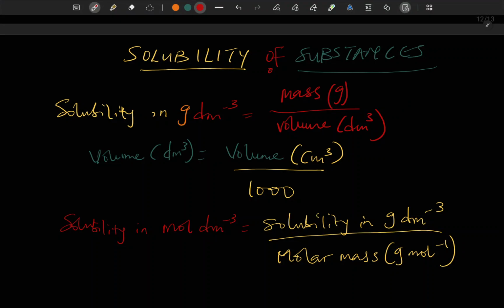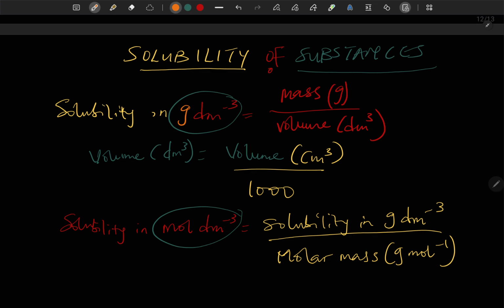In this video, we're going to talk about solubility of substances. We can have the solubility of a substance either in gram per dm cube or in mole per dm cube. So, what do we mean?